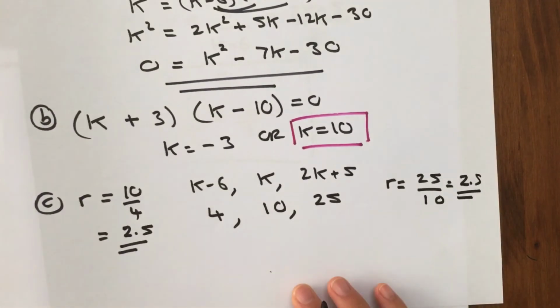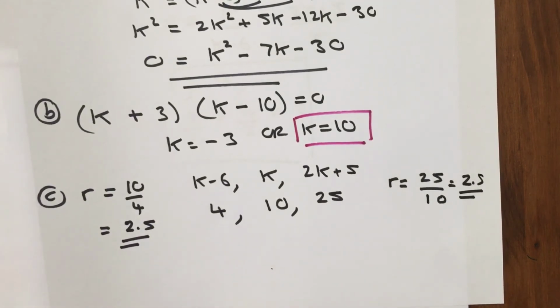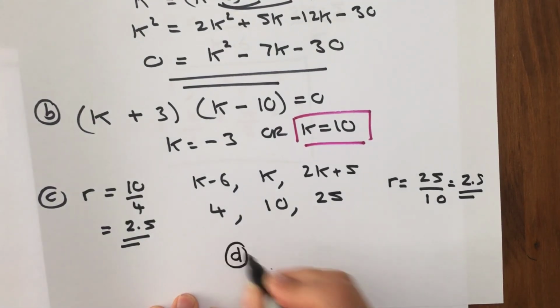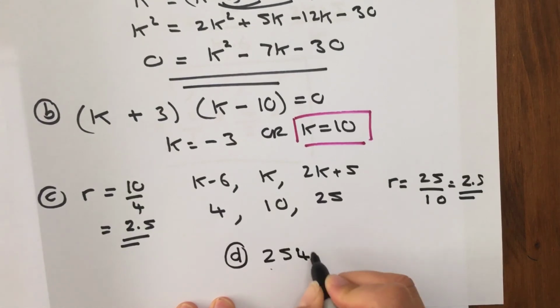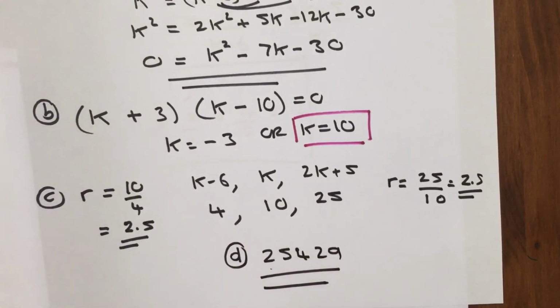So, r is 2.5. And the last bit, B, find the sum of the first 10 terms of the series, giving your answer to the nearest whole number. Pretty easy, guys. Just plug everything into the formula and you will get this. I'm not going to do that one. You should be able to do that now.